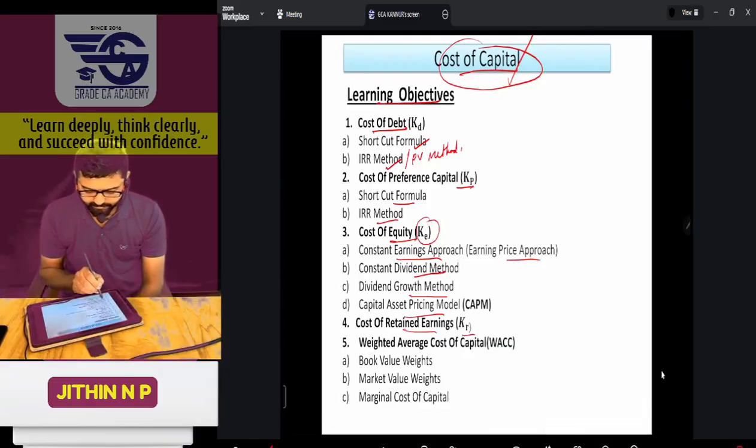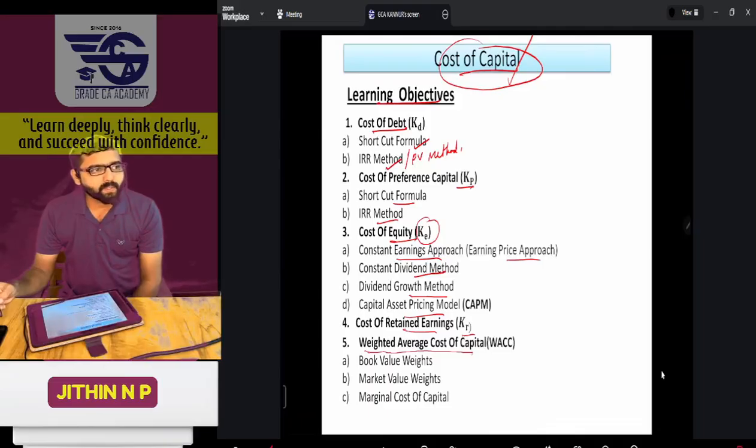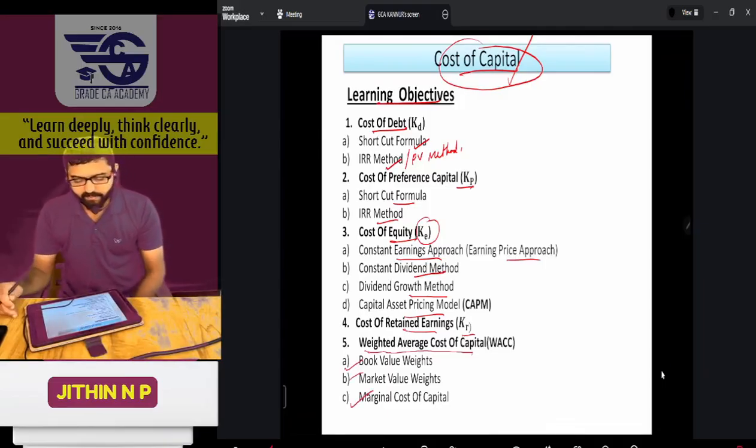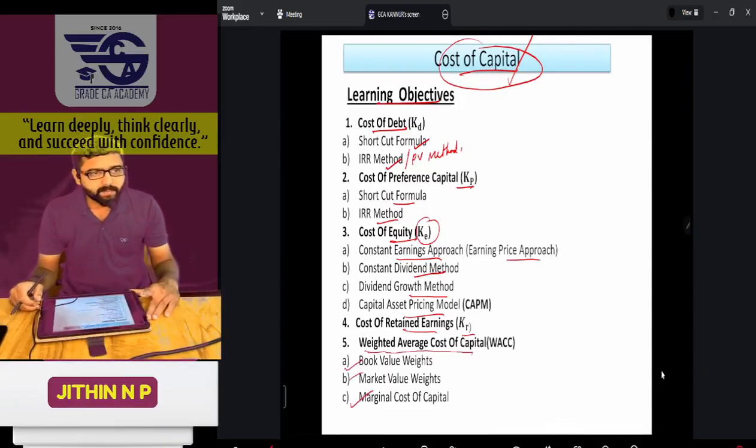Then we learn weighted average cost of capital based on book value weights, market value weights, and marginal cost of capital. This is the learning objective of this chapter.